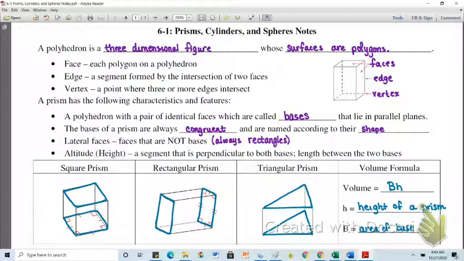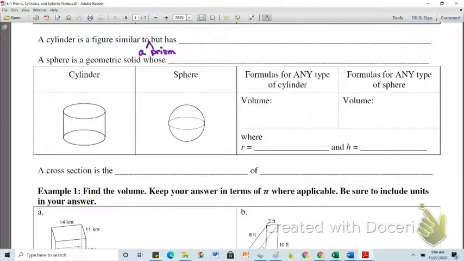So next, we are going to talk about cylinders. If you need to take a second and pause the video right here to finish writing down, please do so. So a cylinder is a figure similar to a prism, but has a circular base, or circular bases. A sphere is a geometric solid whose cross sections are circles.